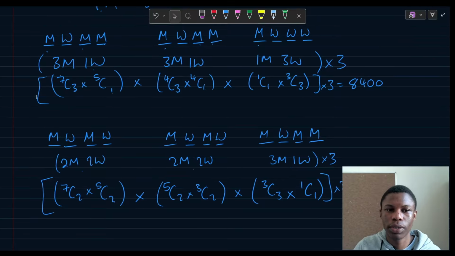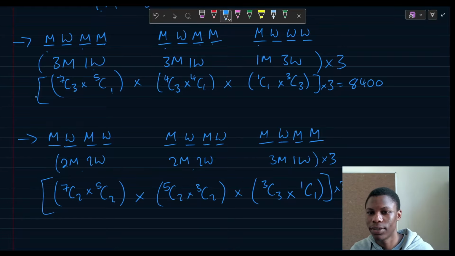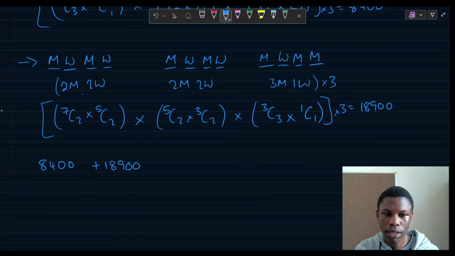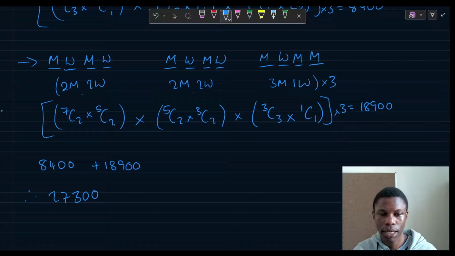Okay, and so we said either we've got this first scenario or we've got the second scenario. So and/or, that means I have to add these two numbers, right? So 8,400 plus 18,900. What does that give us? That is 27,300. And that's the final answer.